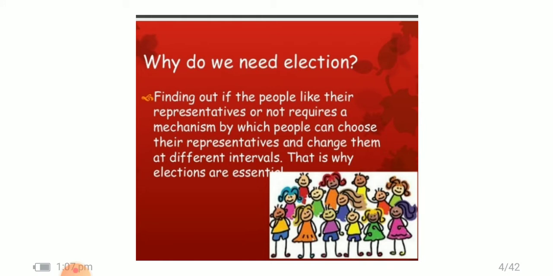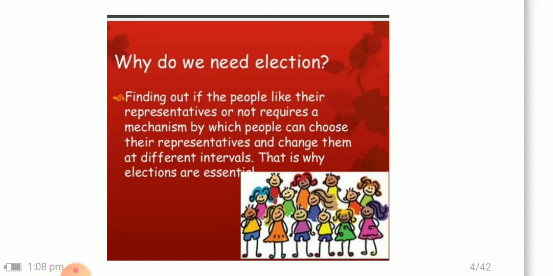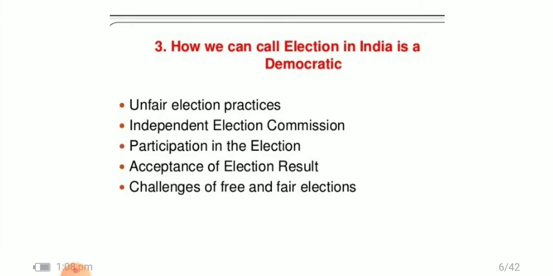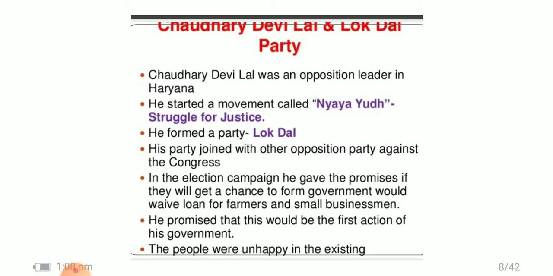In 1989, Haryana State Assembly elections were conducted. The state had been ruled by a Congress party-led government since 1982. Then Chaudhary Devi Lal, then an opposition leader, led a movement called Nyaya Yudh, the Struggle for Justice. His party joined other opposition parties to form a front against the Congress in the election.